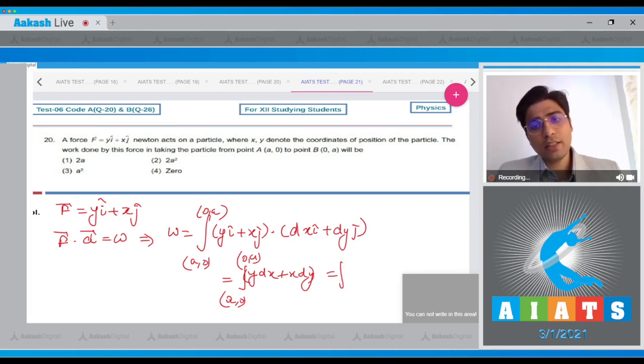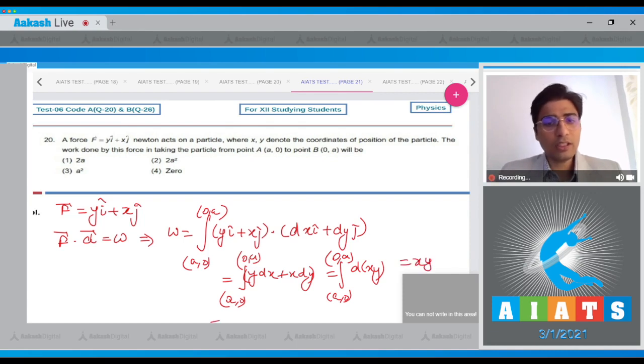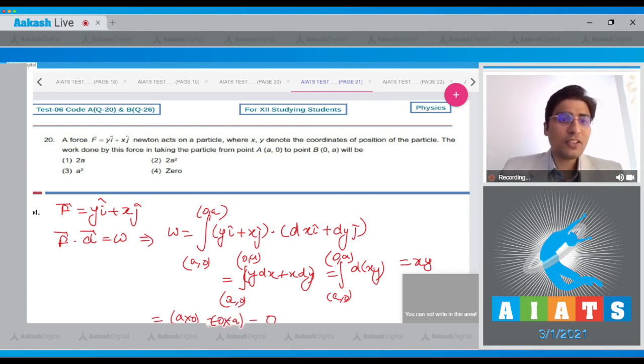This can be written as integral of d of xy. The limits remain same, and this will be equal to xy. Putting the limits, this will be equal to a into 0 minus 0 into a, that will be 0. And hence for this question, dear student, the correct answer turns out to be, as per the given options, option number 4.